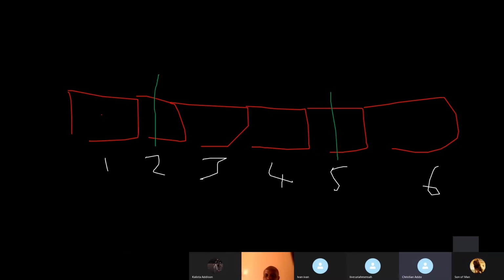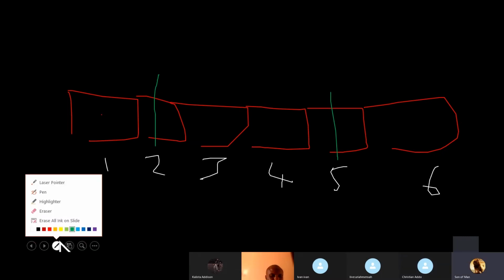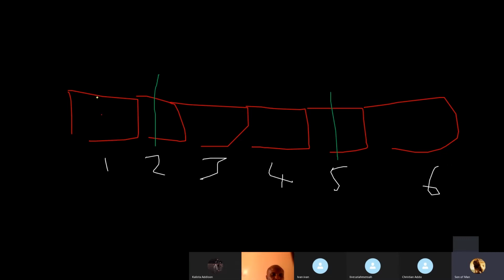The cell 2 splits to become 2 cells, and the 5 splits to become 2 cells. So if you count, it's 8. Okay, how many cells were added after the binary fission? 2. Very good. So from what Christian is trying to say, so now we have cell 1, cell 2, cell 3, 4, 5, 6, 7, 8.